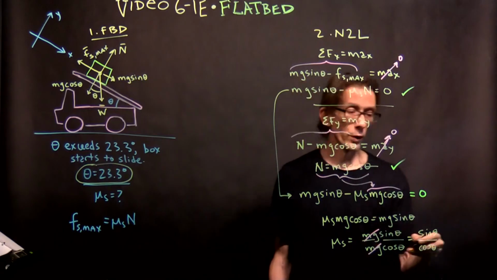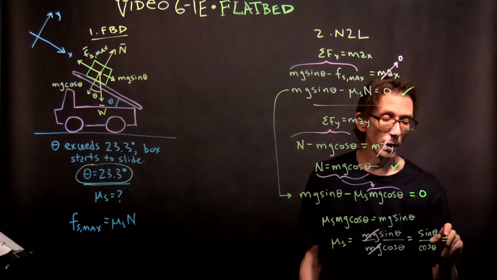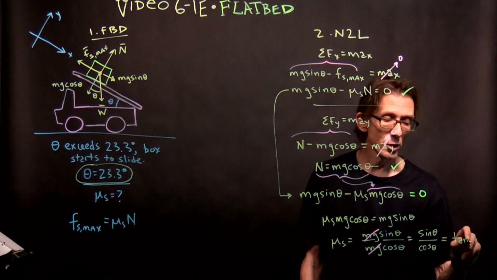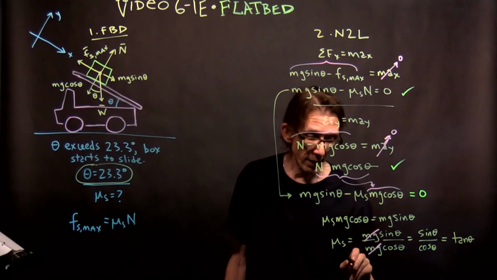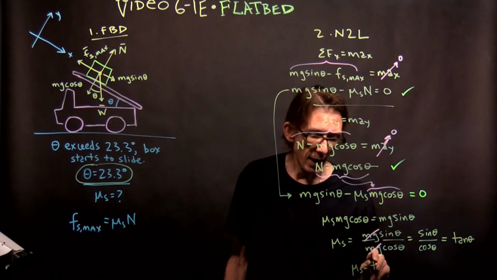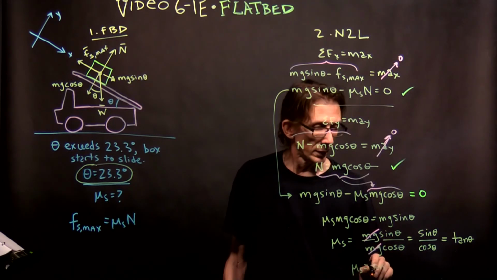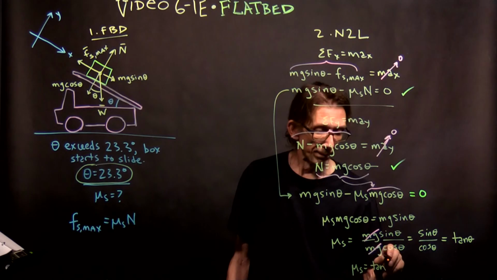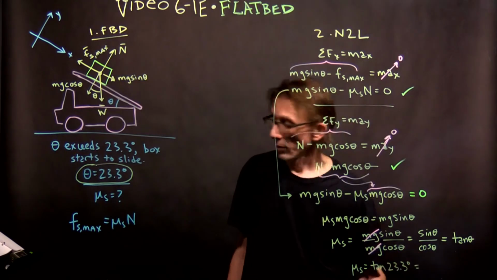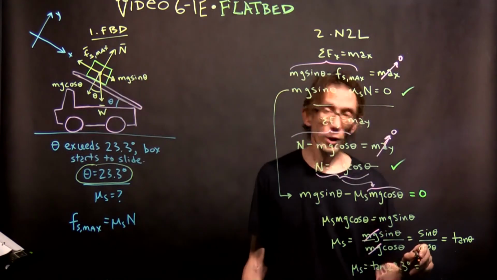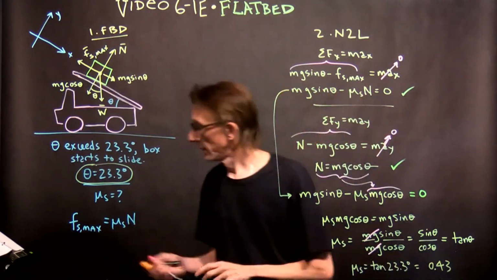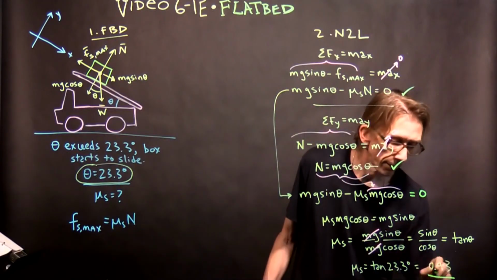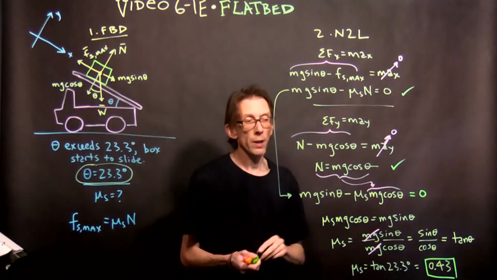Mu sub s is sine theta over cosine theta, which, if you do a little research, you'll see is exactly the same as tangent of theta. So that's the answer. Mu sub s is the tangent of 23.3 degrees. You do your math, stick it in your calculator, you get 0.429, let's say 0.43. That, right there, is mu sub s.